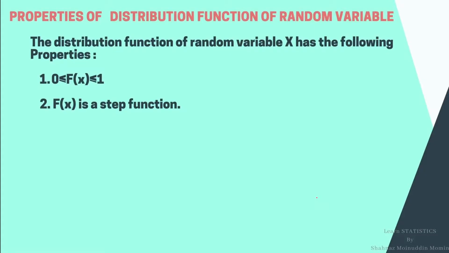Next point is properties of distribution function of a random variable. So let us see the properties. The distribution function of a random variable x has the following properties. The first property is it lies between 0 and 1. The value of distribution function lies between 0 and 1. The second property is the CDF f of x is a step function.